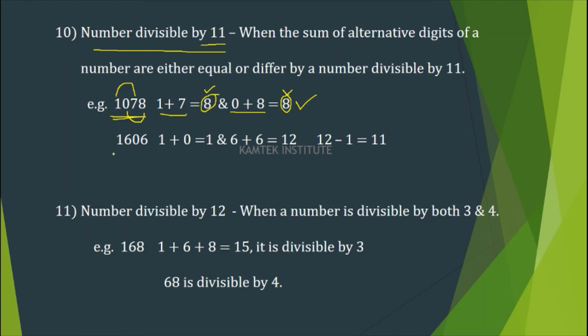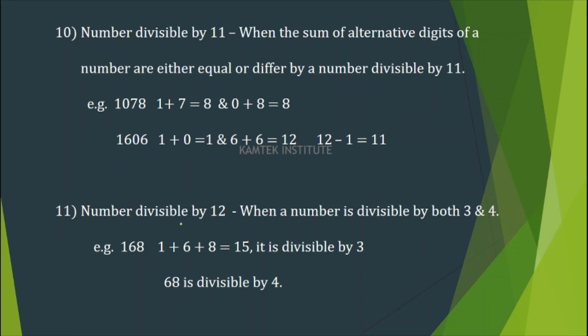We'll take another example. We have a number 1606 and we want to know whether this number is divisible by 11. Again, we'll add the alternate numbers, that is 1 plus 0, so we get 1 over here, and 6 plus 6 we get 12 over here, and the difference between 12 and 1 is 11, and 11 is clearly divisible by 11, so that means 1606 is also divisible by 11. I hope it is understood.